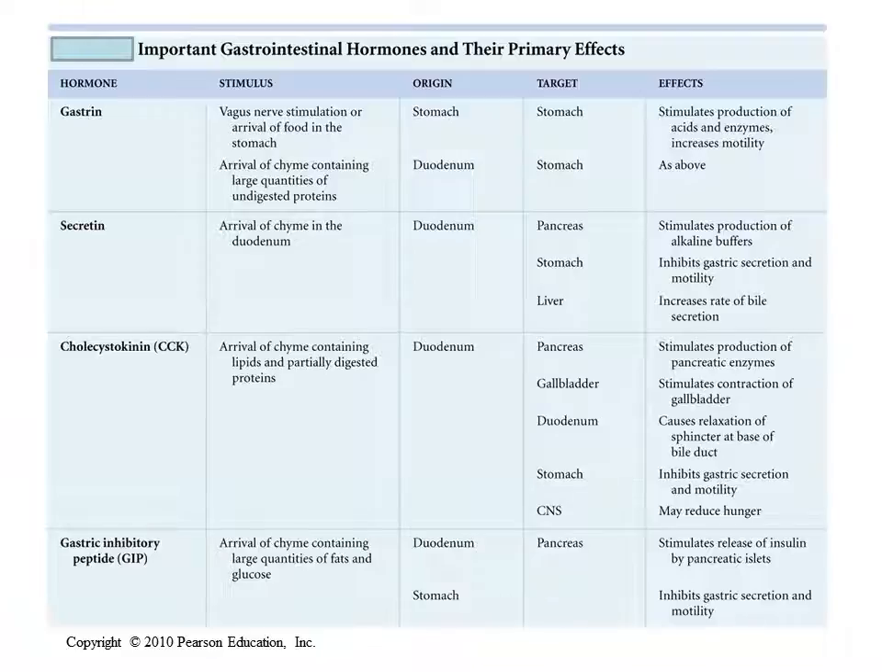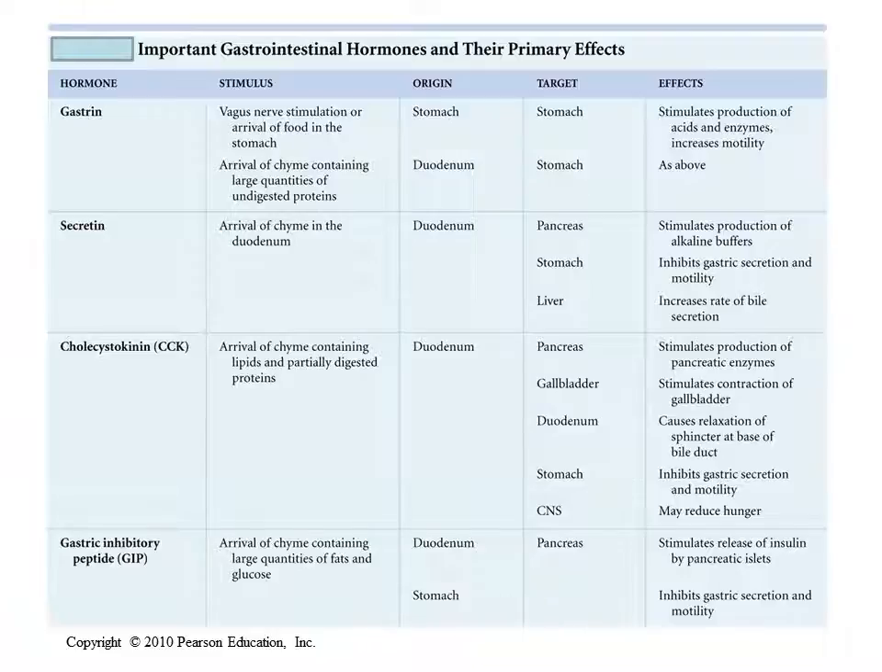We also have the third hormone, which is called cholecystokinin, which is stimulated by the arrival of chyme containing lipid and partially digested protein. It originated from the duodenum, and it acts on five structures. First, the pancreas: cholecystokinin stimulates the production of pancreatic enzymes. Second, it stimulates the gallbladder contraction. Third, it stimulates the duodenum and causes relaxation of the sphincter at the base of the bile duct to allow the secretion from the gallbladder to enter into the duodenum.